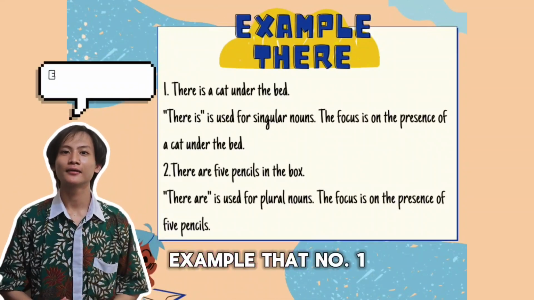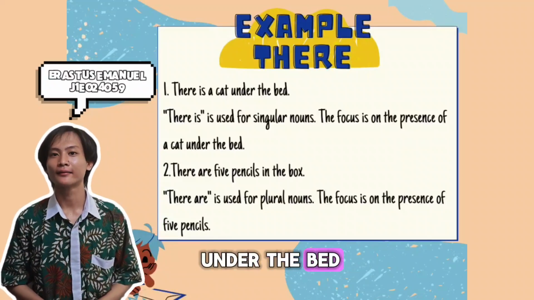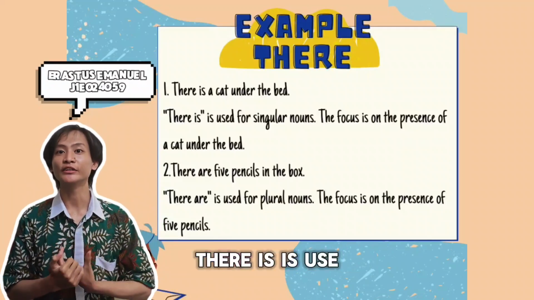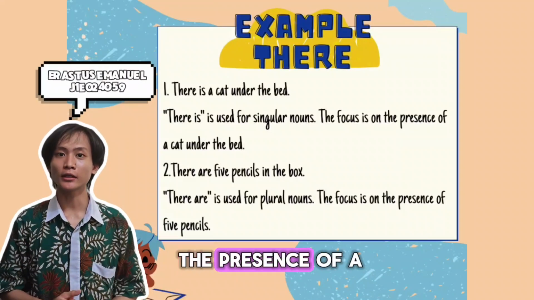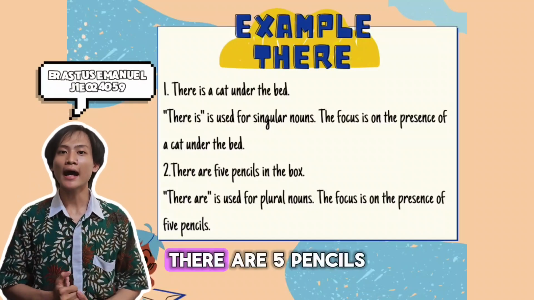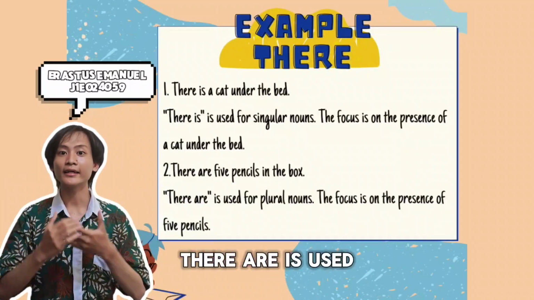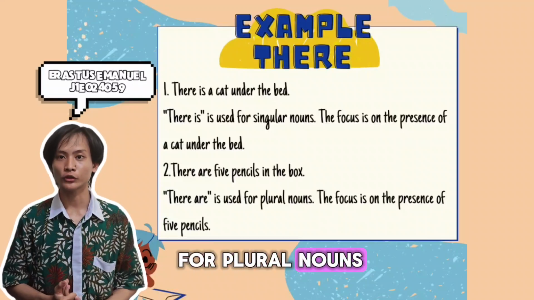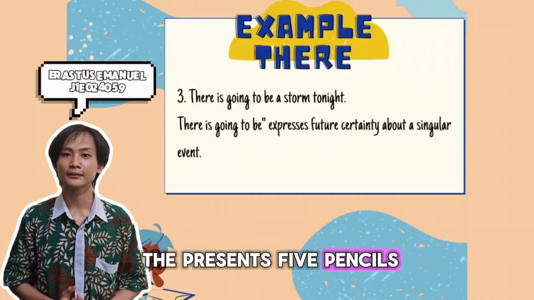Example there. Number 1. There is a cat under the bed. There is is used for singular nouns. The focus is on the presence of a cat under the bed. Number 2. There are 5 pencils in the box. There are is used for plural nouns. The focus is on the presence of 5 pencils.